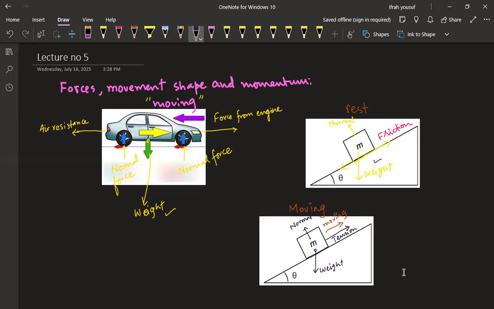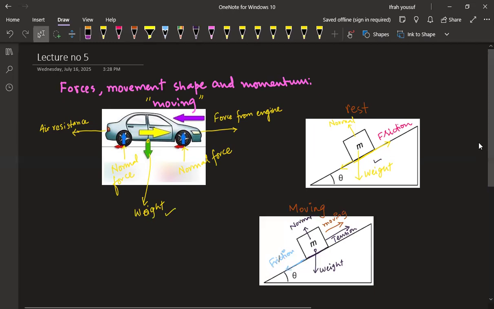So are you getting this concept? Against the motion, there's a force that is going to be a friction force. So this is how the different forces act on different objects.